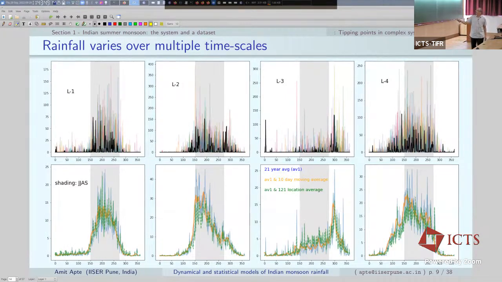This is 21-year average rainfall shown in blue. And if you do multiple different averages, say 10-day or 5-day, I forget how many days average I did, but anyway, 5 days or 10 days running average, then you get this green and orange kind of curve, slightly smoothened out. 4 different locations around the map which I showed earlier, the same region.